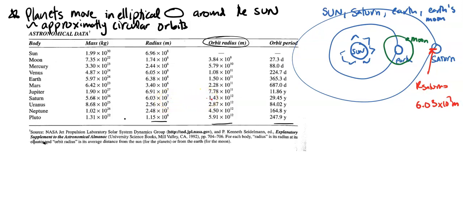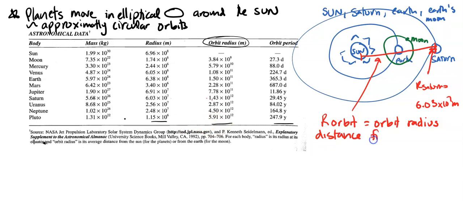Well, Saturn also has an orbit radius. So I want you to think about what that is. That is the average distance from Saturn to the sun. So this is going to be called the orbit radius. And in this case for Saturn, keep this in mind, it's the distance from the center of Saturn to the center of the sun. In general, the definition for orbit radius is the distance from the center of that object to the center of the object it is orbiting around. Again, it's always the center to center distance. So that radius right there includes the radius of the sun and includes the radius of Saturn.